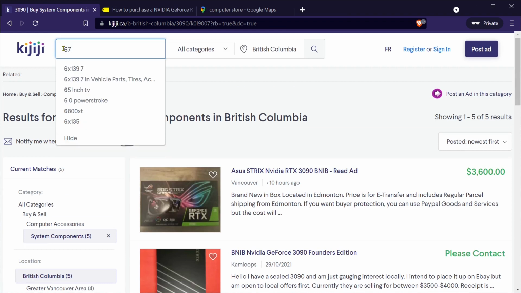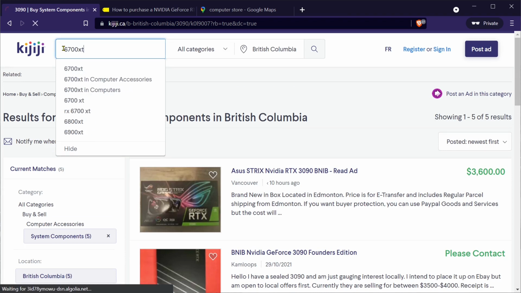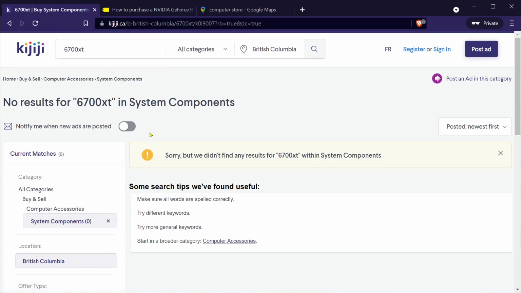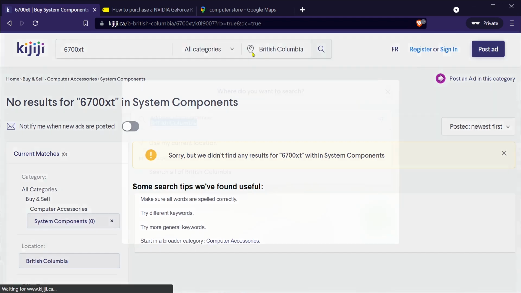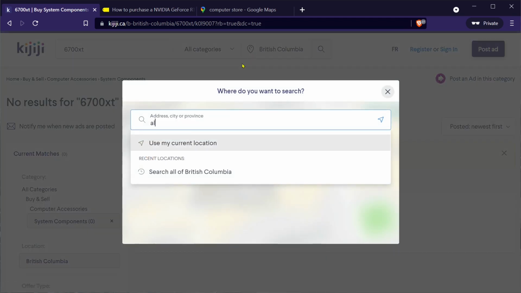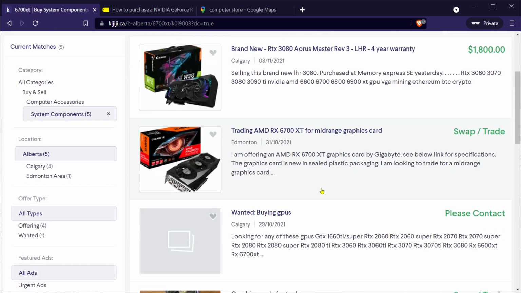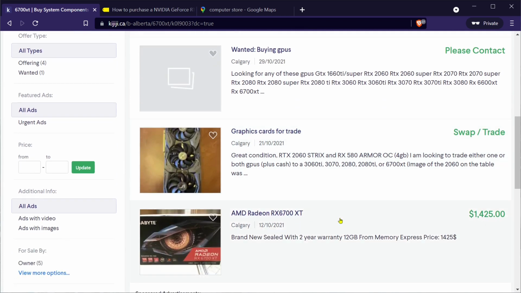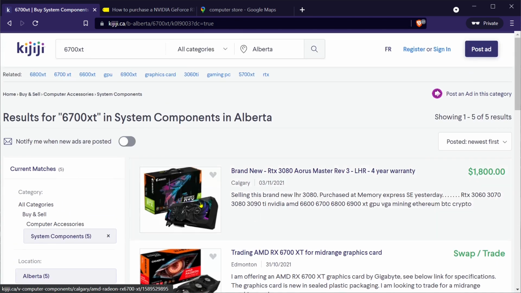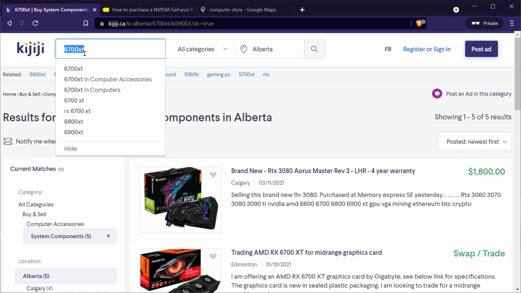So what's another good card? 6700 XT. That's a good card I've had luck getting for good prices. There aren't any. What if we check out Alberta? There you go. 6700. So 1400, I don't think so. You can get these for under $1,000 Canadian. I've gotten several used for under $1,000. Just keep looking, guys. There's deals to be had out there.